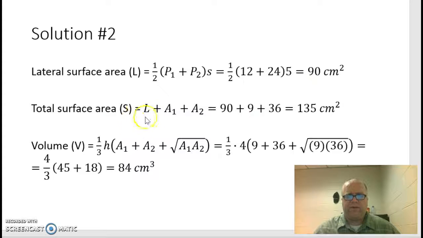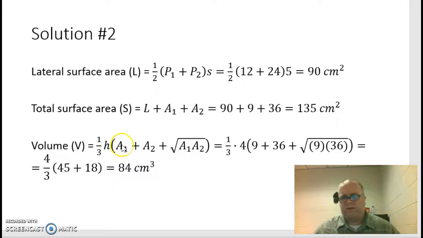The total surface area is, we take that lateral surface area and we add in the area of the upper and lower bases. You'll get 90 from our first equation, plus the top upper base is going to be 3 times 3, which is 9, plus the area of our lower base, which is going to be 6 times 6, which is 36. Add all those up together, you should get 135 centimeters squared.